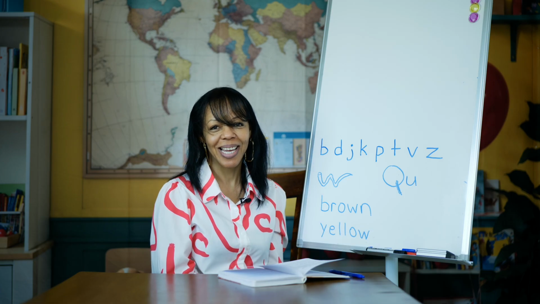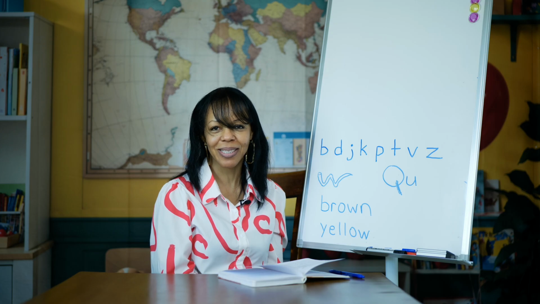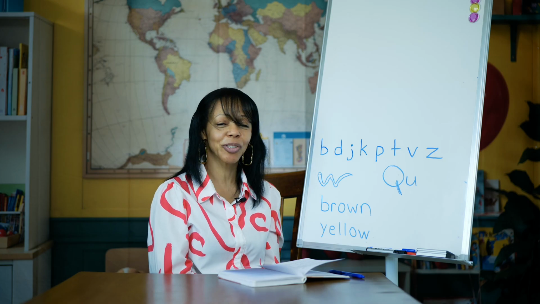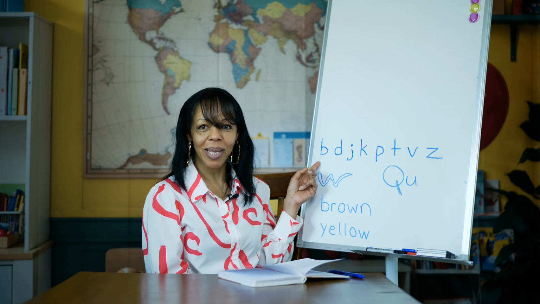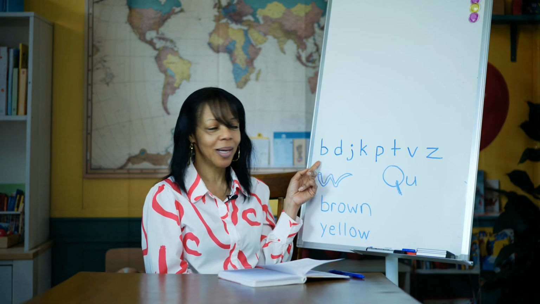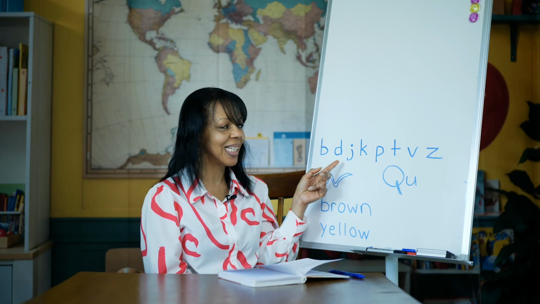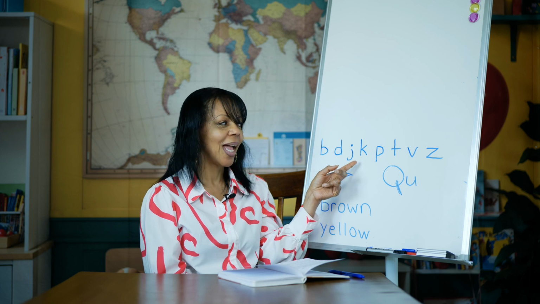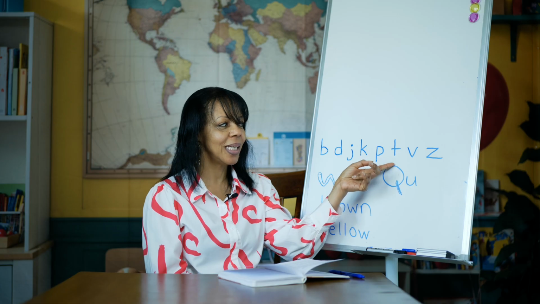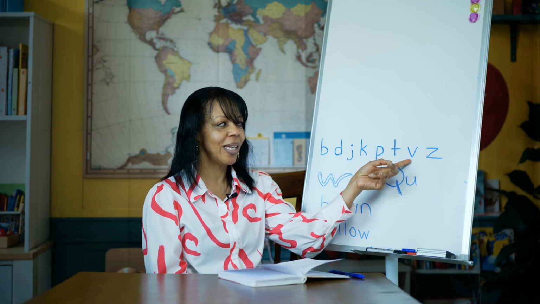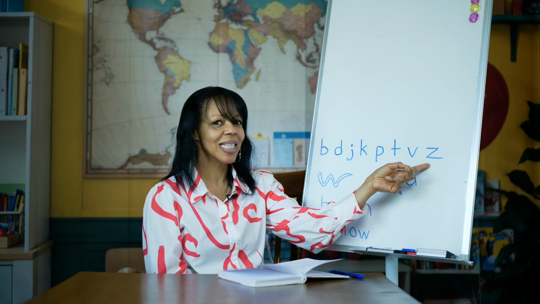In today's episode, we're going to talk about learning letter sounds. I've written some letters on the board that are pretty easy for beginning readers to learn because their actual name is a clue to what sound the letter makes. So like B, D, J, K, P, T, V, Z.